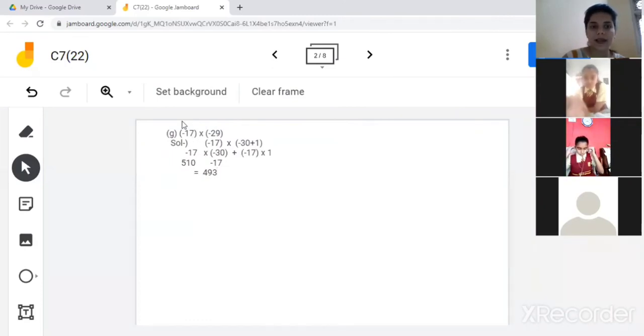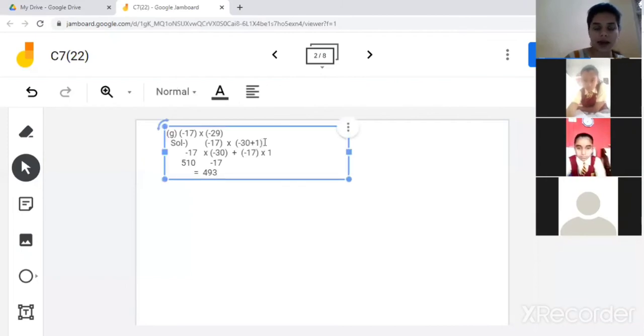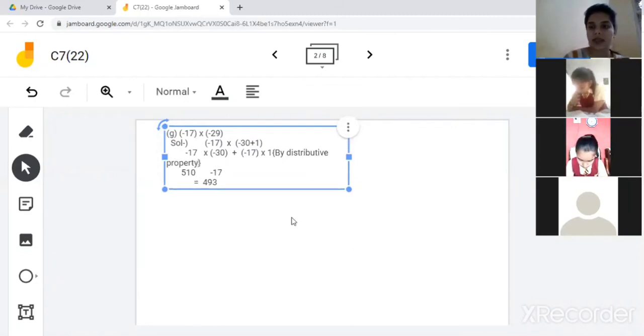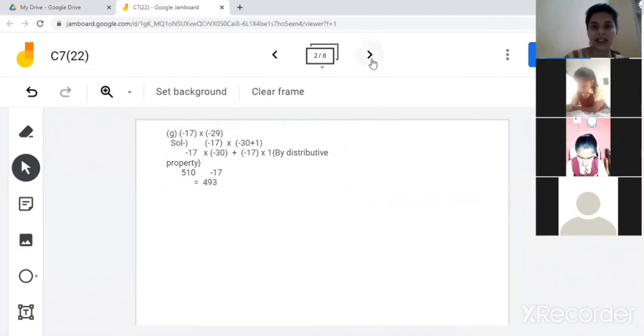Here you can do minus 17. Instead of writing minus 17, you can also write minus 20 plus 3. And you can do the same calculation. It is up to you. Whatever change you want to make, you can do and apply the property. Here you can write by distributive property. In this way. Okay. So it makes our calculation very easy.